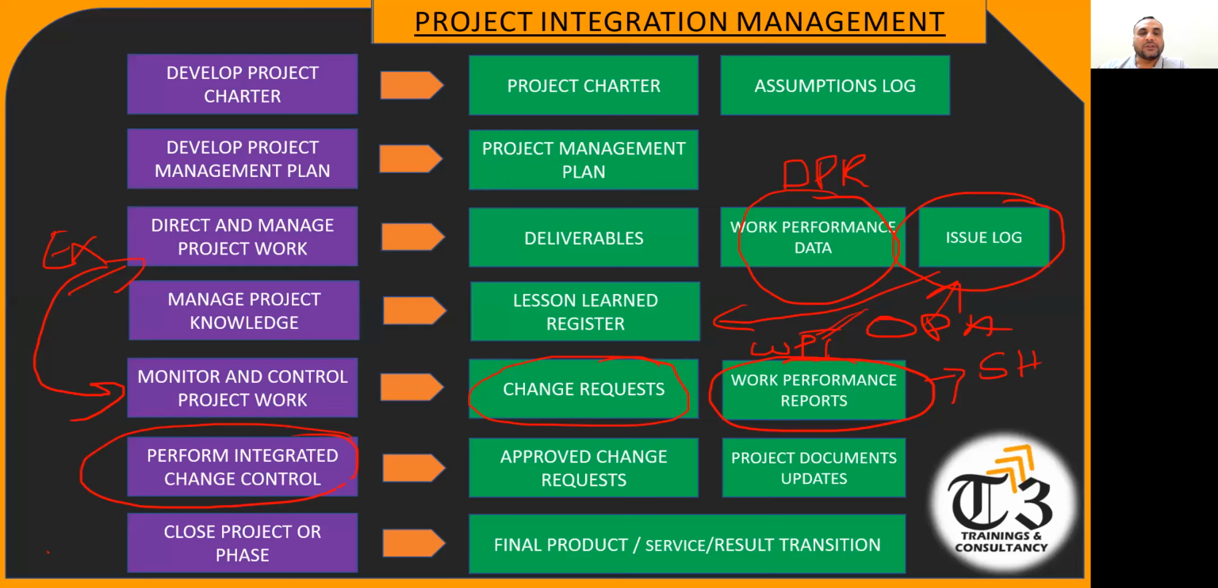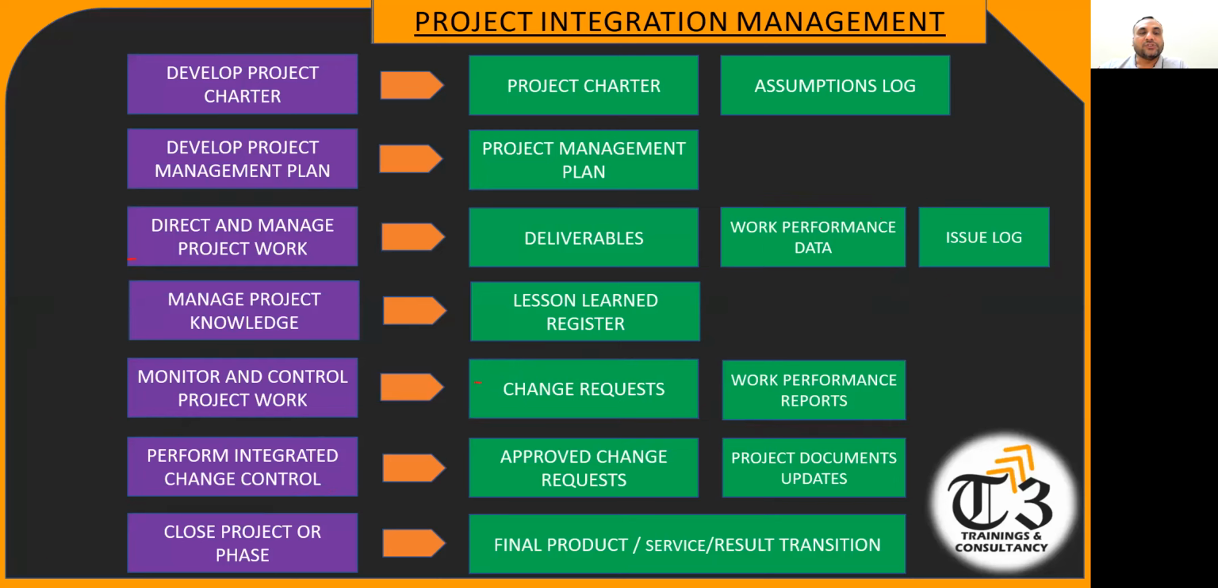So a change request comes to the change control board in the process called integrated change control, where the change control board approves the change request. If it is approved, you update the baselines and give it back to the execution team so they can start working, and this cycle continues throughout the project.